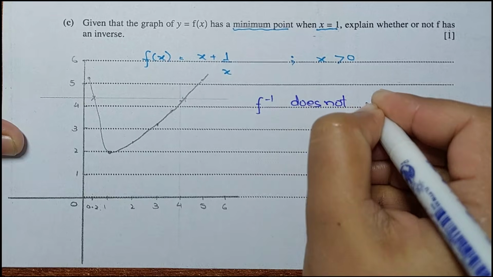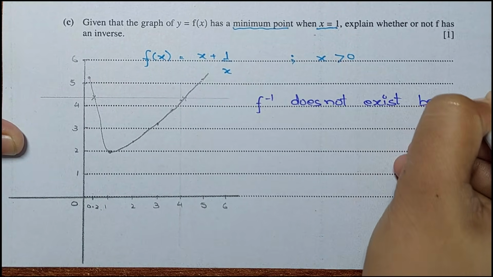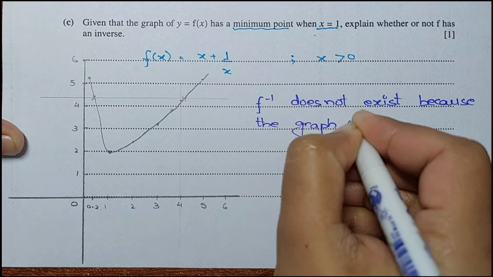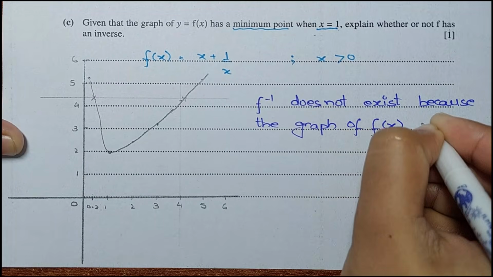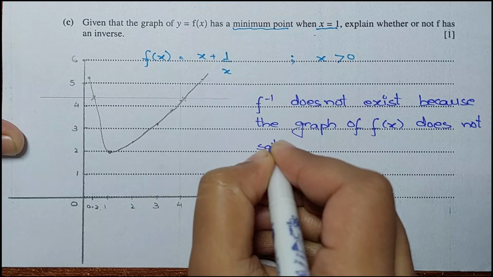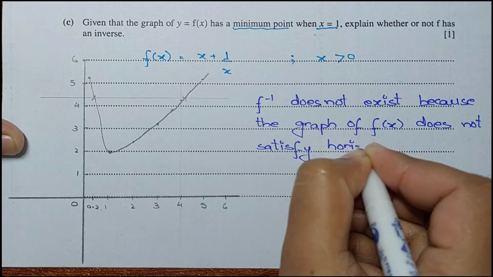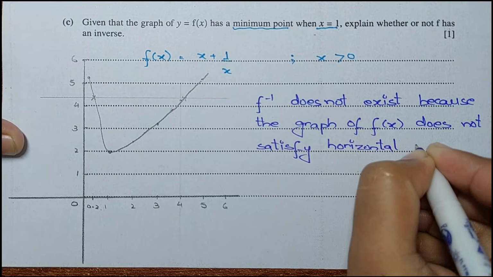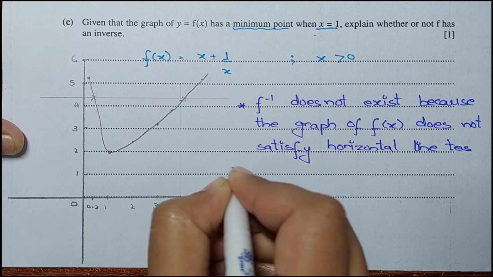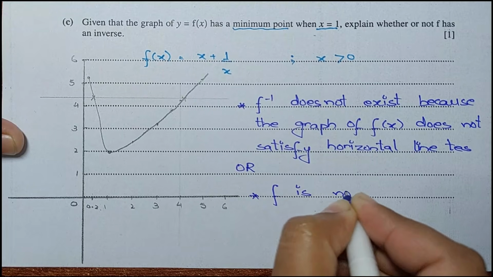does not exist, because the graph of f of x does not satisfy the horizontal line test. That is the first thing. Or the second reason you can state, f is not a one-to-one function.